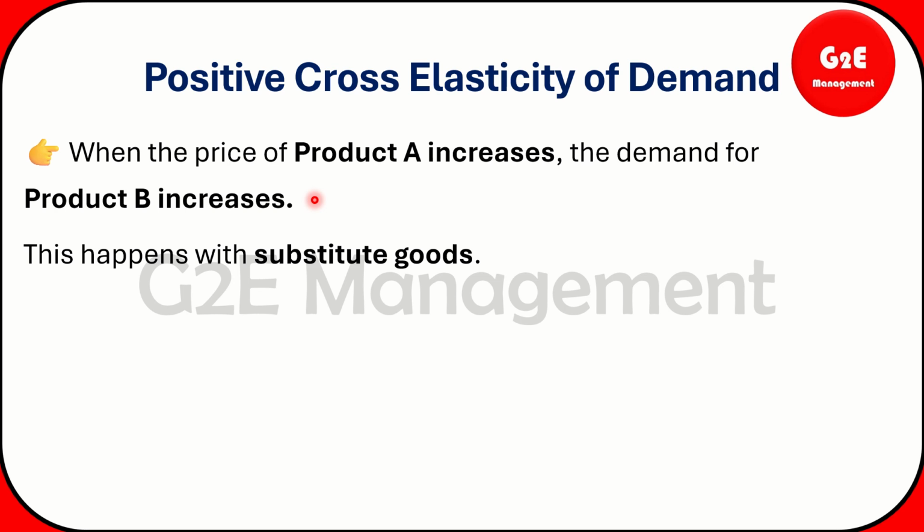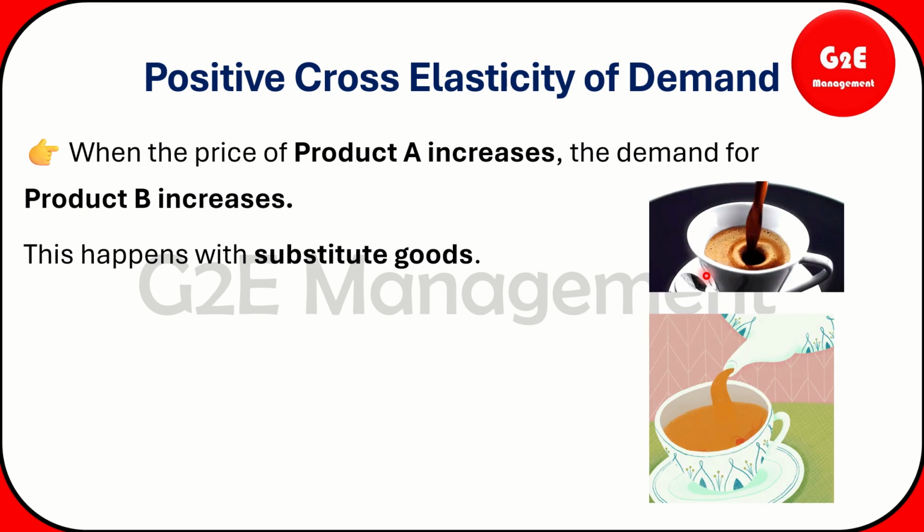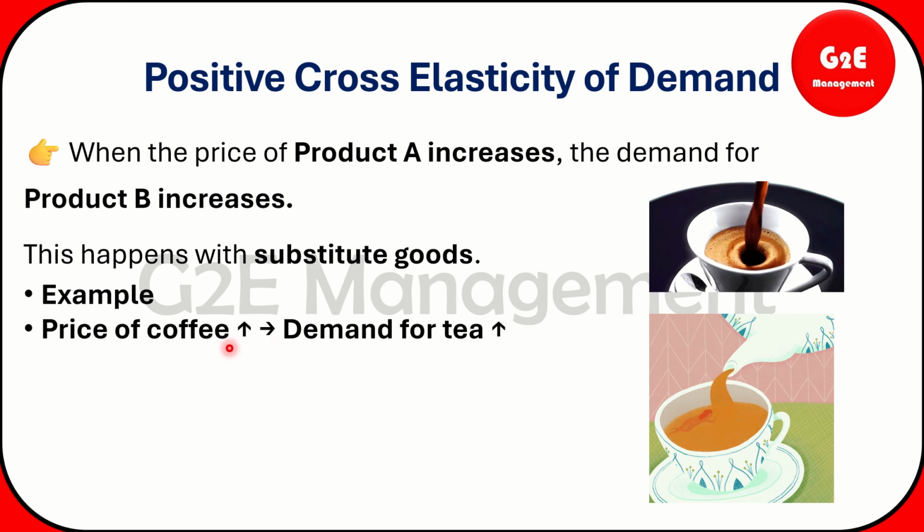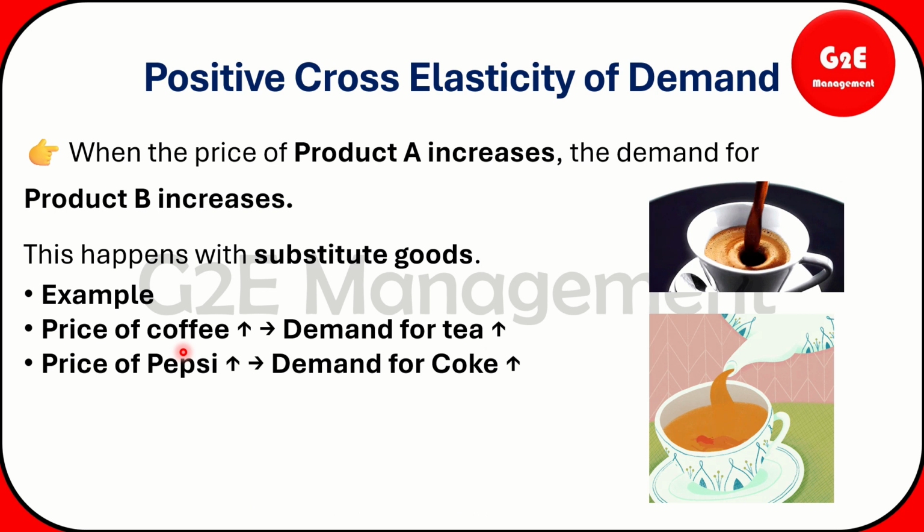Positive means increase: product A increases and product B also increases. That kind of goods is substitute goods. For example, if the tea price increases, automatically the coffee demand will increase. If the price of coffee increases, the demand for tea also increases. So it moves in the same direction. As another example, suppose the price of Pepsi increases; the demand for Coke also increases.